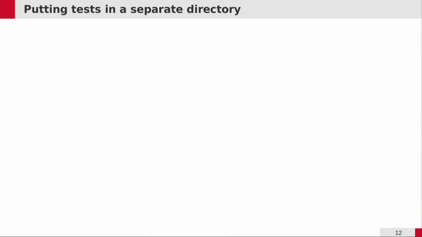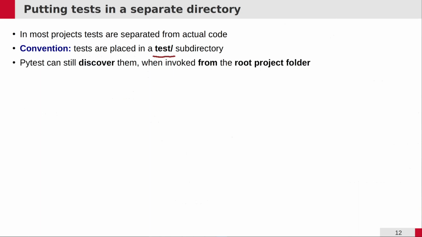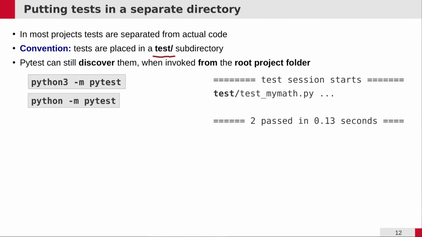Actually, talking about the test file and whether it's in the same directory as the source code for the library, the module, or not: the usual convention is that the tests are separated from the actual code you develop. You create a test subdirectory, and all the test related stuff is put into that subdirectory. The good news is that pytest can still discover them. If you invoke pytest from the root project folder, even if you put your test files into the test folder, it will nevertheless find them and execute all the tests.